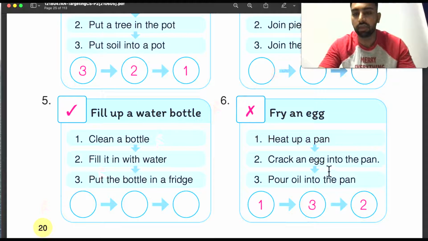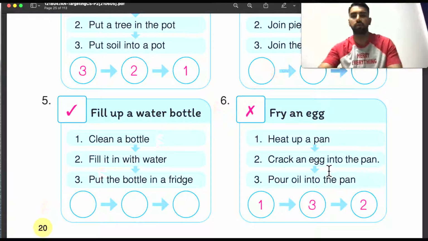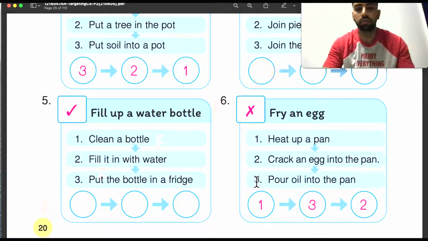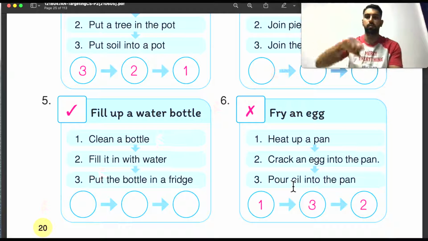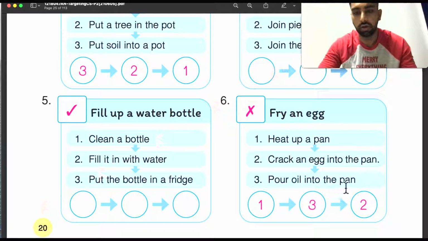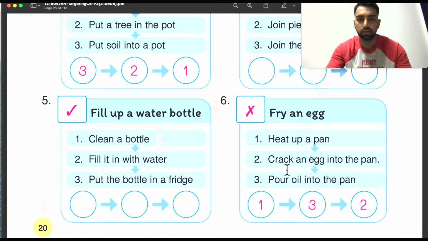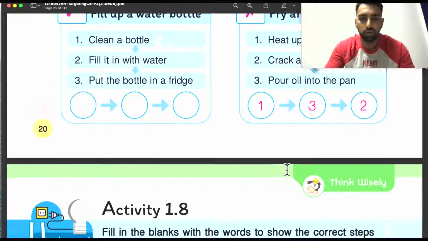And then crack an egg. You have to put the oil first, then you can crack the egg. So the number 2 is number 3. Okay, this is the second one here. All right, pour the oil onto the pan. All right, and then number 2 we have is the last one, crack an egg into the pan. All right, so this was the problem that you had to sort out.